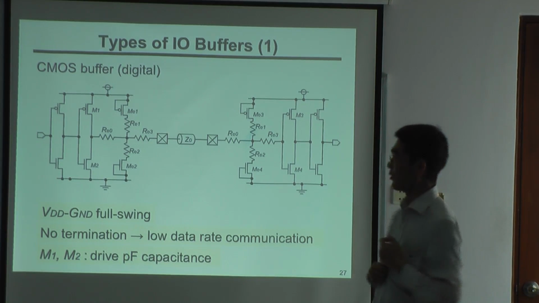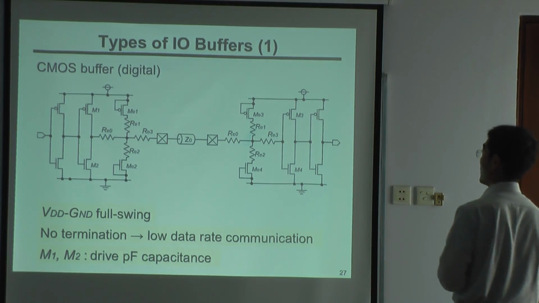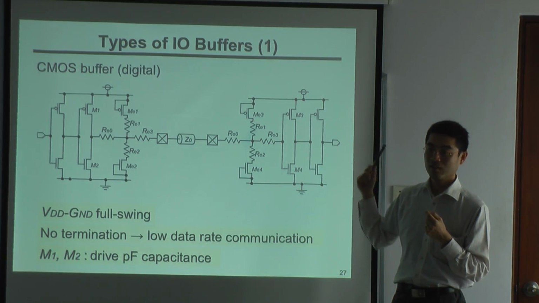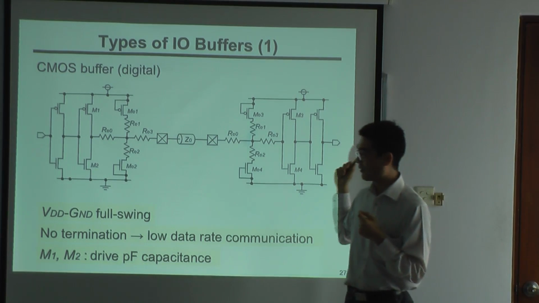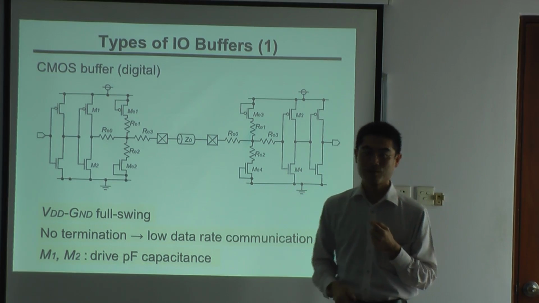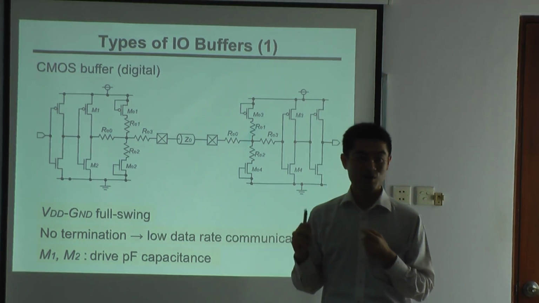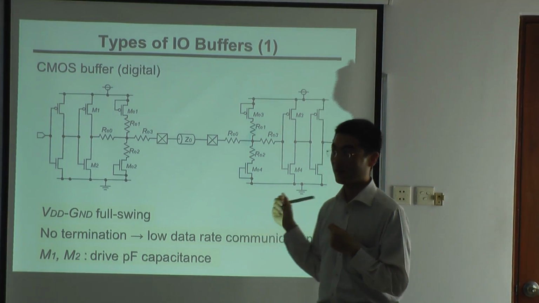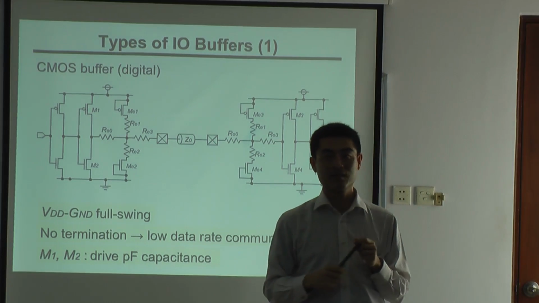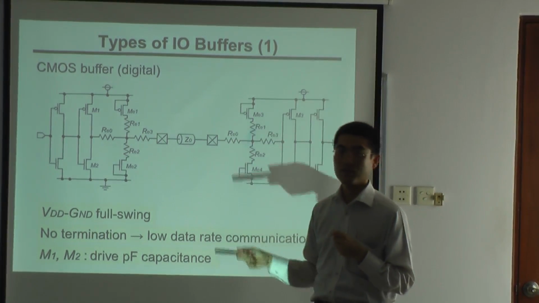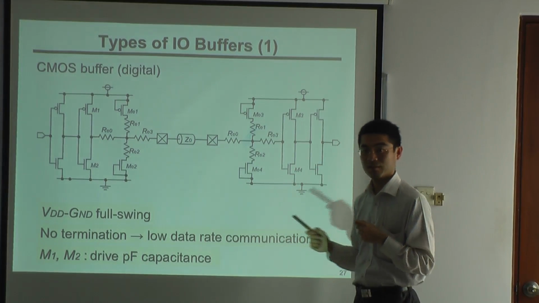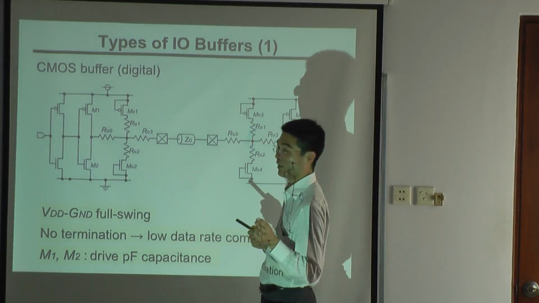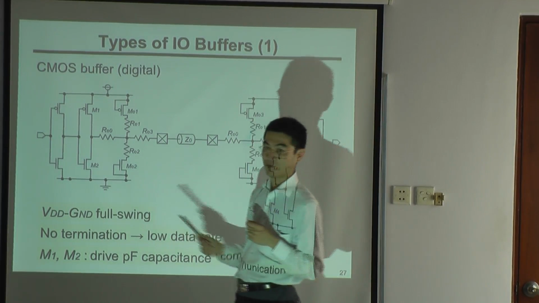And there are many kinds of I/O buffers, and in the selection of I/O buffers, you may make a mistake and your chip does not work. It often happens. Maybe more than half of mistakes are mistakes in the selection of I/O buffers. This is very important. And we have many kinds of I/O buffers, and this is the CMOS buffer.